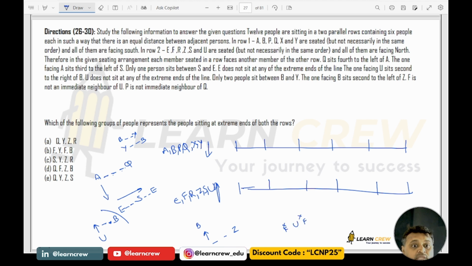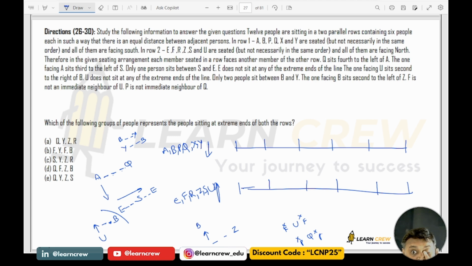Okay. Now, P is not an immediate neighbor of Q. This is what is given. So, accordingly, the first possibility I am taking: Q is fourth to the left of A. P is not a neighbor of Q. So where is that one possibility?